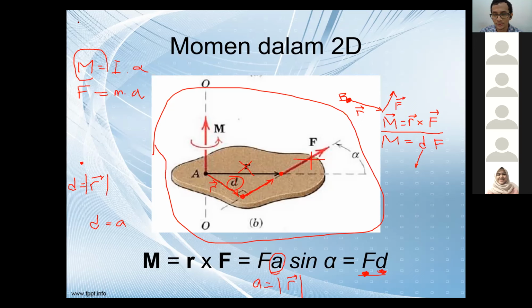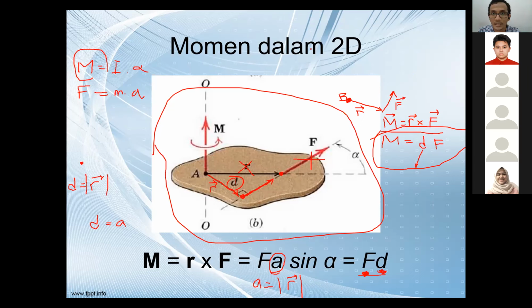Oh, D. Okay. So that's why in the scalar form, in order for us to calculate the moment, it's like this. Moment is equal to D multiplied by F, where D there is the perpendicular distance. Remember that if we have a force F, you can move it anywhere freely, as long as it's still in the line of action. That's the way it is.